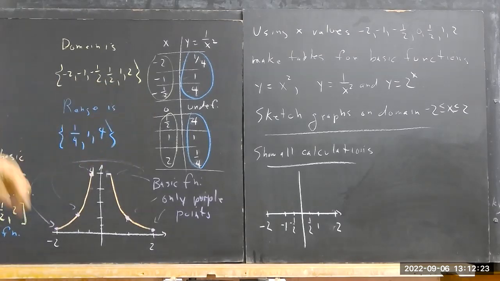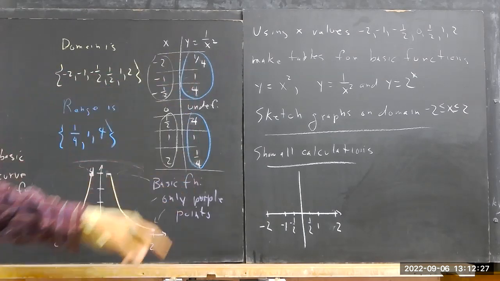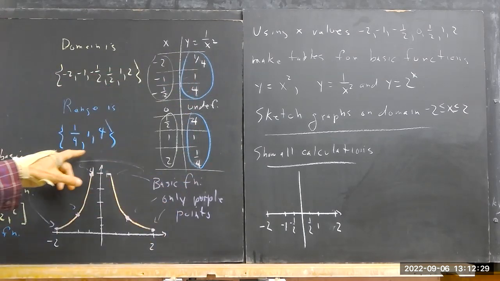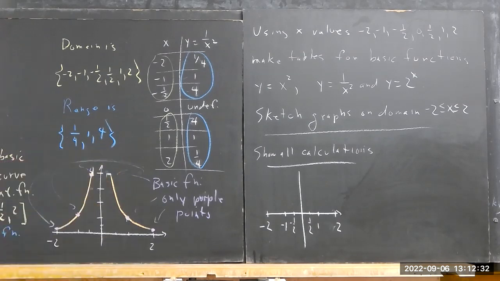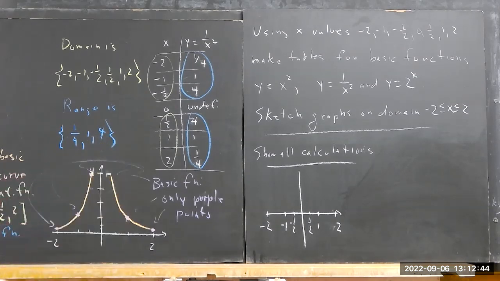Our range consists of numbers in this column. The numbers are 1/4, 1, and 4. We only have to list them once because this is a set. A set allows us to determine if a number is in the set. So is 3 in the set? No, don't see it. How about 1/4? Yeah, we see that. We don't have to see it twice to know it's in there.